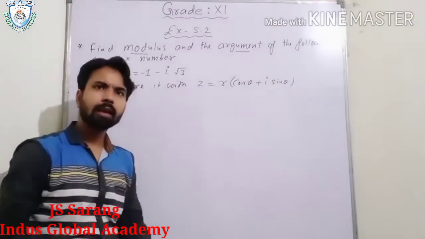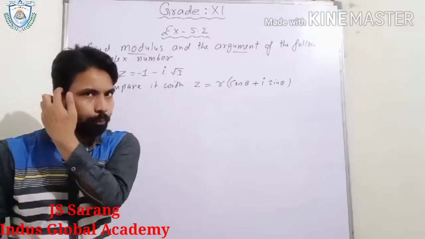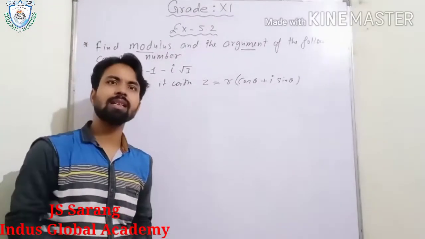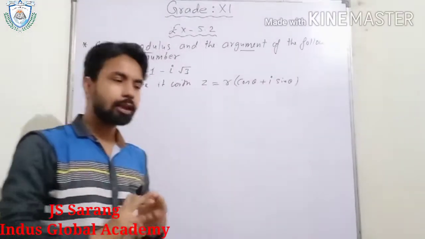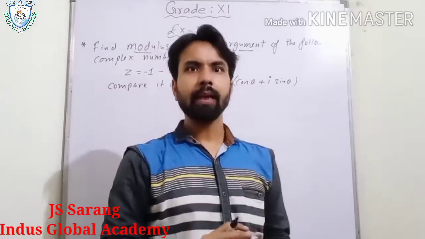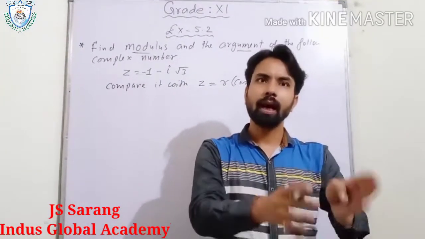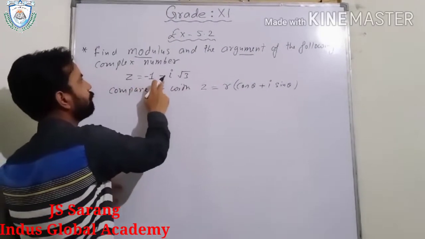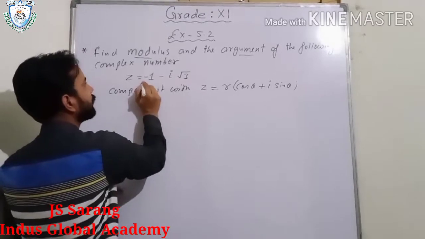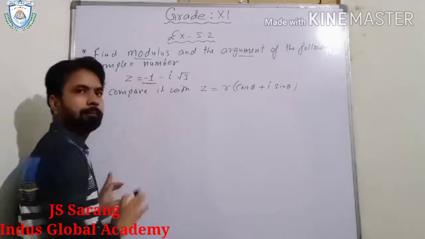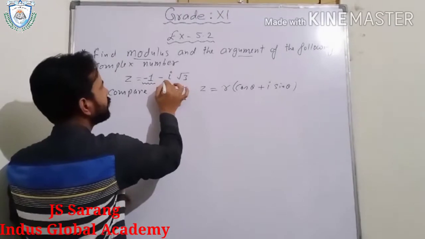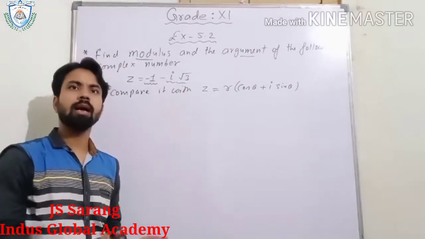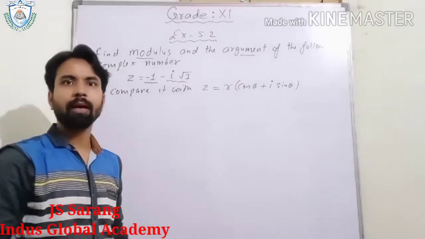Here we will compare the real part and imaginary part of the complex number. And you know what is the real part and what is the imaginary part? The real part means the term in which i is not there, and the imaginary part is the term where i is present. So in this complex number z equals -1 minus i root 3, what is the real part? The real part is this -1, and the imaginary part is this minus under root 3. I we will not write because i is the symbol of the imaginary part, meaning iota.